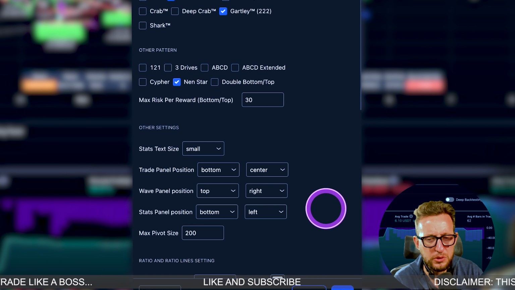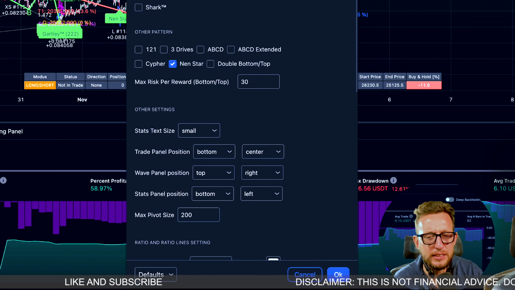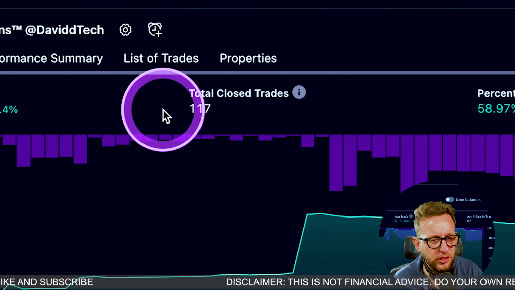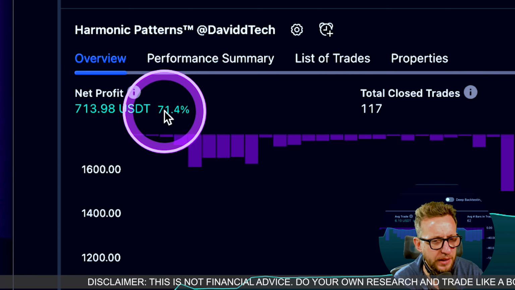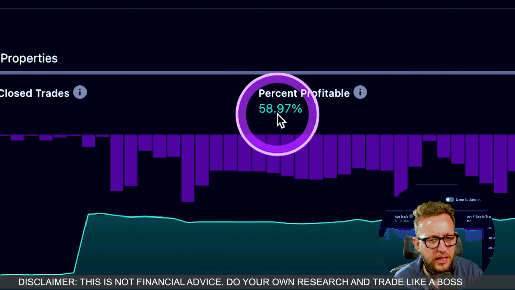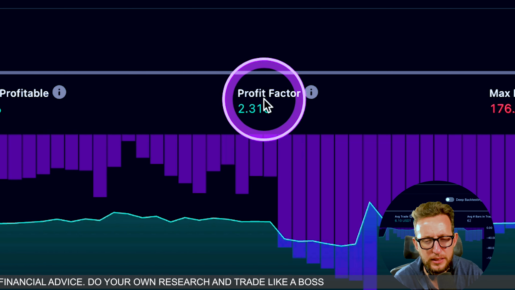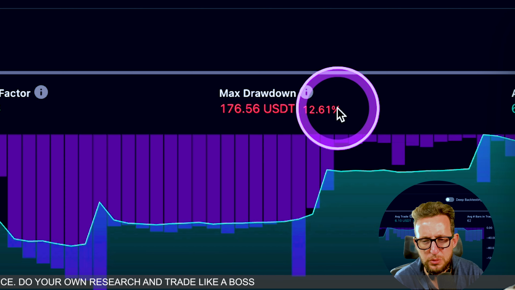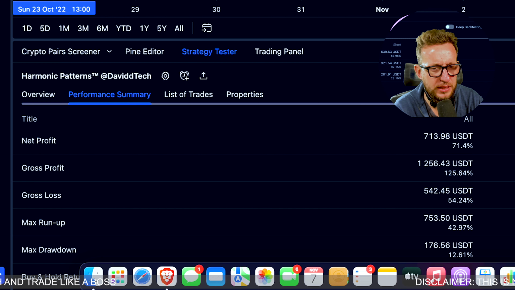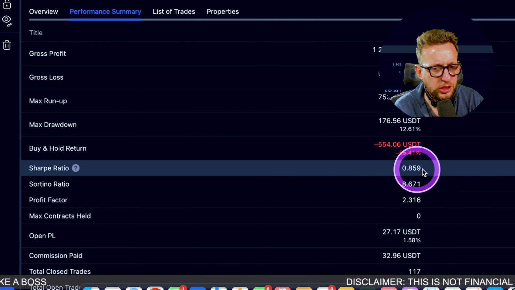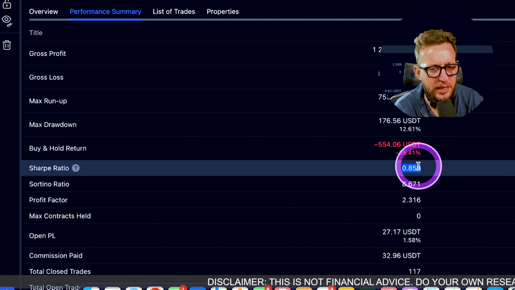If you start adding things like double tops and double bottoms, it makes the win rate not so good. But with just this setup, I have 117 trades, this is on spot with no leverage. We have 71% net profit, a 58% win rate, a 2 profit factor, very small drawdown of only 12%, which is absolutely great. We're going to look at some of these other statistics here as well. Now, our Sharpe ratio is a little bit lower than I would like it to be. Maybe if I took it up to a higher time frame, it would be slightly more.